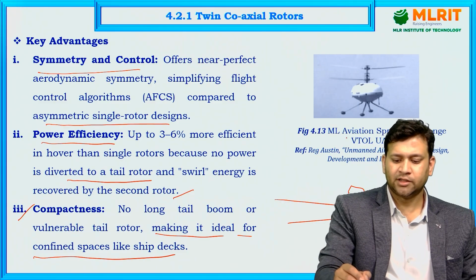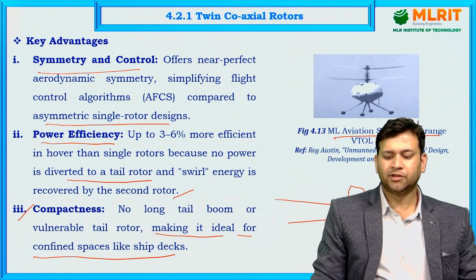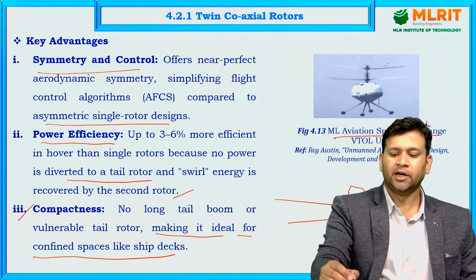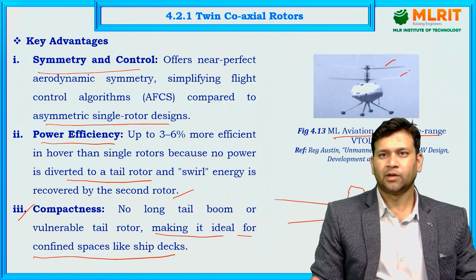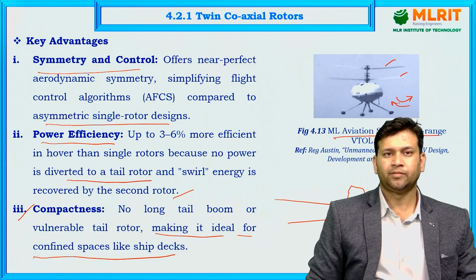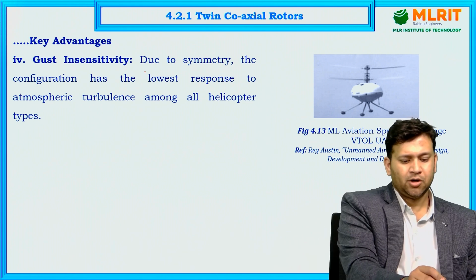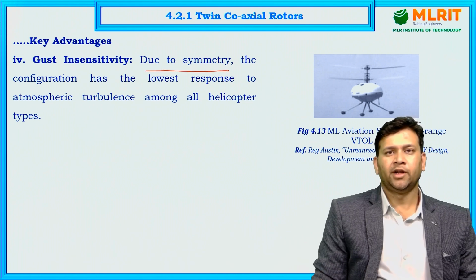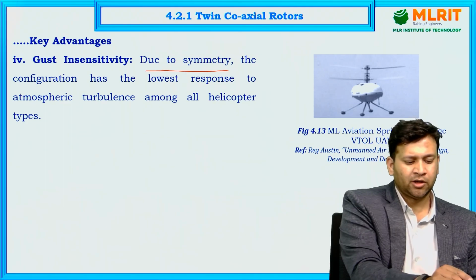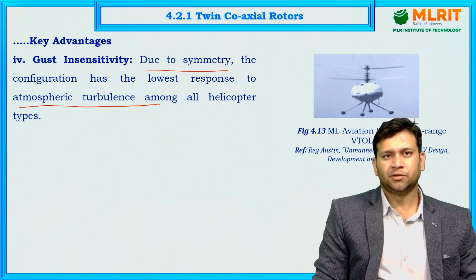So this is an example of twin coaxial rotors, the ML Aviation Sprite. We can see here there are two sets of rotor blades. One will be moving in the clockwise direction, the other in the counterclockwise direction. Gust intensity: due to symmetry, the configuration has the lowest response to atmospheric turbulence among all helicopter types.